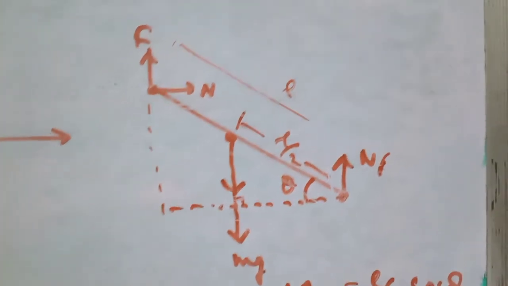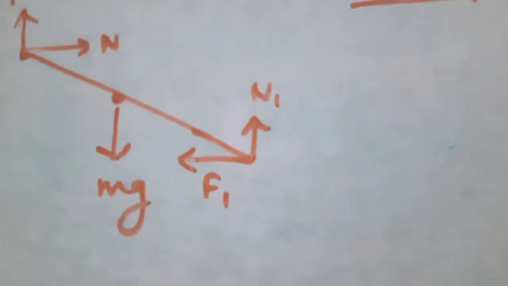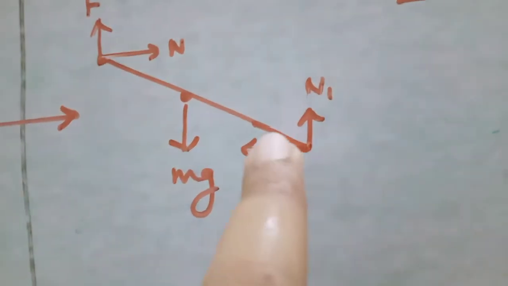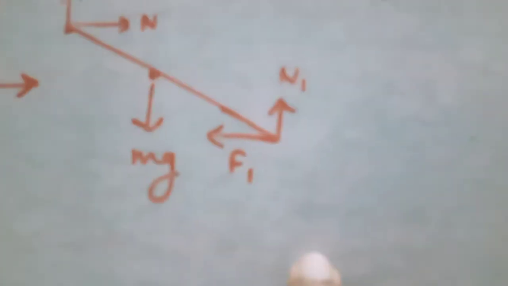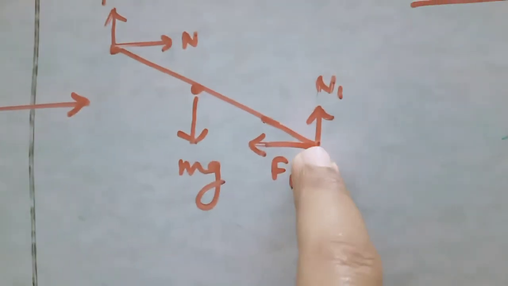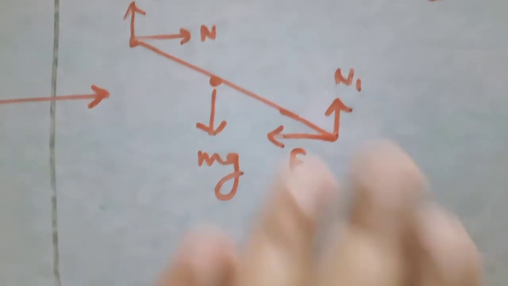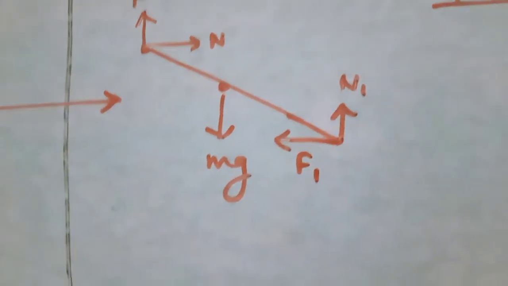Now you may ask why I am not considering these two forces, N1 and F1. I am not considering them because this is the fixed point. The distance from the fixed point will be 0, so the turning effect of the force for this one and this one will be 0. So we will not take them.